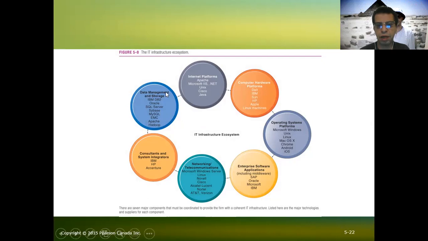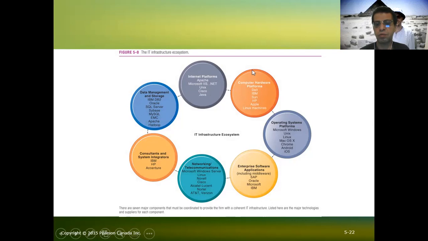data management and storage, and these are usually types that you have heard about, like IBM DB2, Oracle, SQL, MySQL, Sybase, EMC, Apache, and Hadoop. And then you have something called the internet platform that you need, which is Apache, which is made of Microsoft, .NET, Unix, Cisco, and Java.